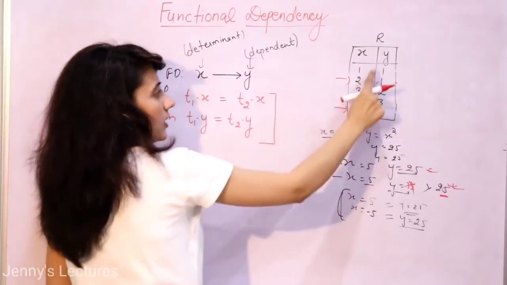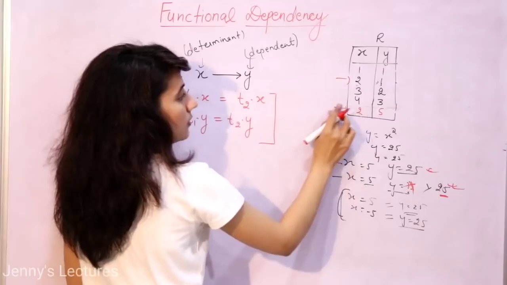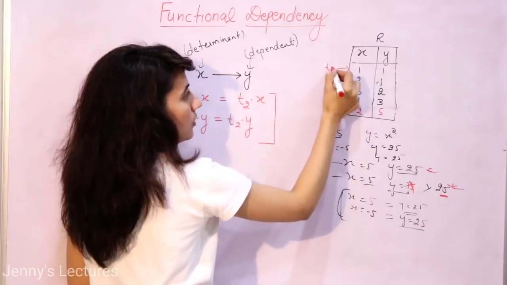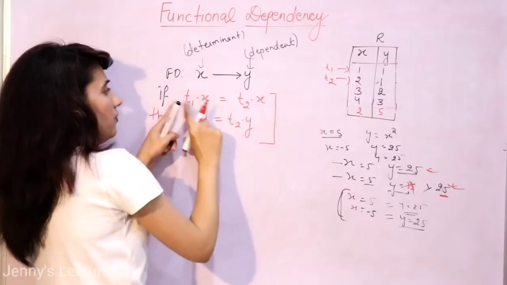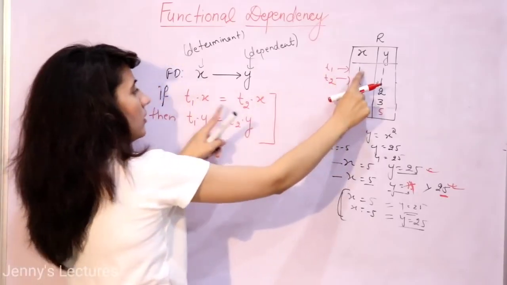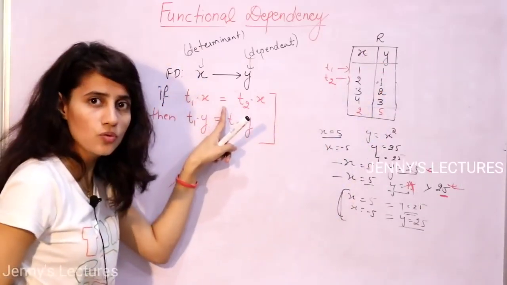Now here check, if this is the table, then I am taking any two tuples. Suppose I am taking this tuple first of all, t1 and t2, right? Now check, t1.x is 1, t2.x is 2. Is this true? No.